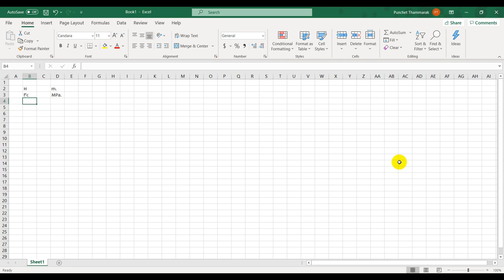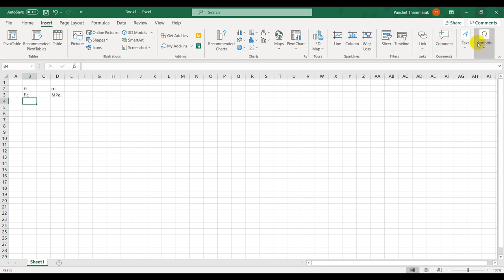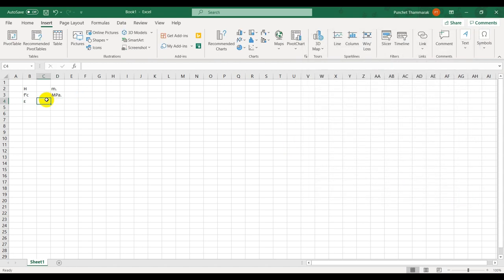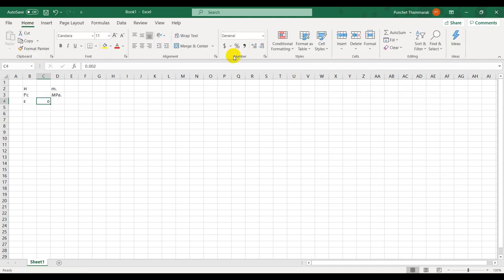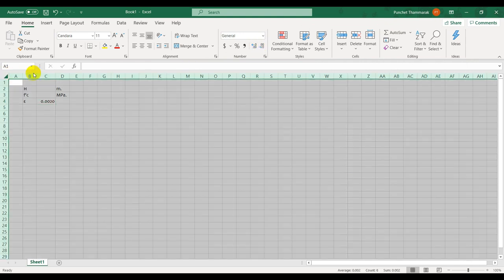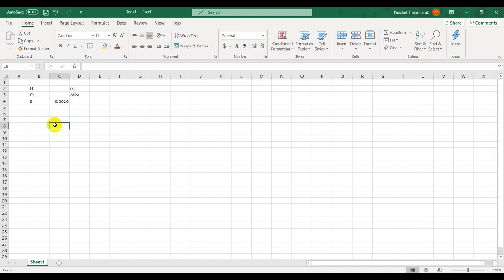What else? The epsilon c0 symbol. Epsilon should be somewhere. Okay, epsilon c0 is what? 0.002, 2000 microstrain. Okay, fine, I'll make it bigger.